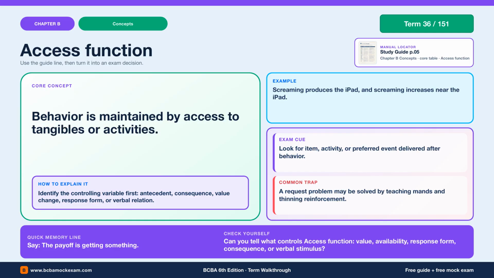Access function. Access function means behavior is maintained by access to tangibles or activities. For example, screaming produces the tablet, and screaming increases near the tablet. The exam cue is an item, activity, or preferred event delivered after behavior. The trap is treating the problem as only a compliance issue. Often the intervention needs communication training and reinforcement thinning. Memory line: The payoff is getting something.